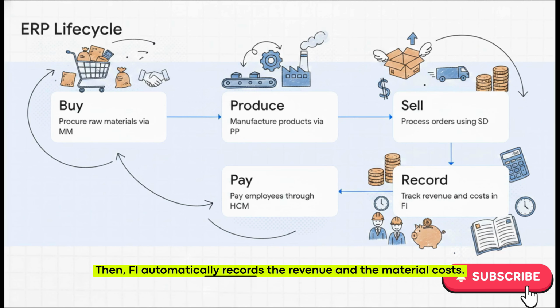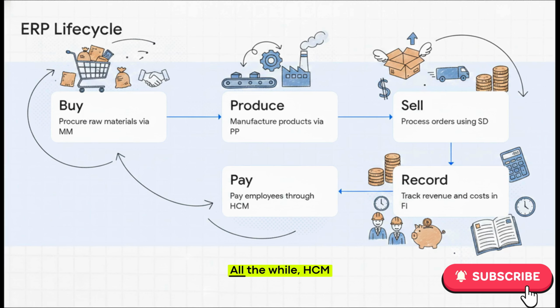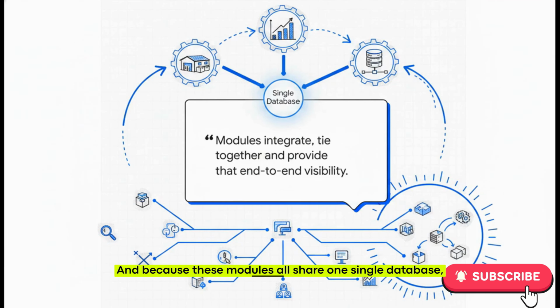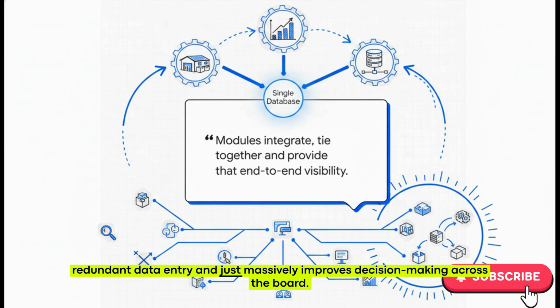Then, FI automatically records the revenue and the material cost. All the while, HCM is processing the payroll for the factory workers who built the thing. So an action in the warehouse instantly ripples through production, sales, and the general ledger. It's all connected. And because these modules all share one single database, leadership gets a real-time transparent view of the entire operation. You don't have to wait around for some weekly spreadsheet. There's no siloed data where the warehouse has no clue what the sales team is promising. It is a fully integrated ecosystem that completely eliminates redundant data entry and just massively improves decision-making across the board.